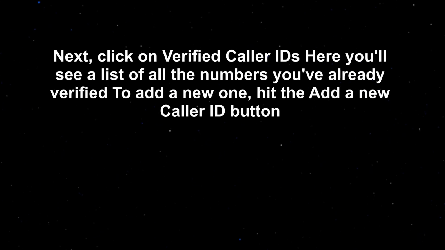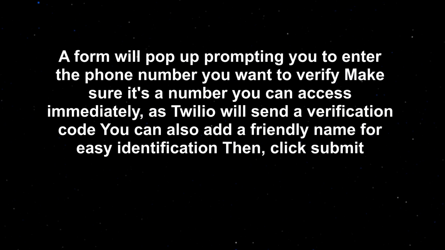To add a new one, hit the Add a New Caller ID button. A form will pop up prompting you to enter the phone number you want to verify. Make sure it's a number you can access immediately, as Twilio will send a verification code. You can also add a friendly name for easy identification, then click Submit.